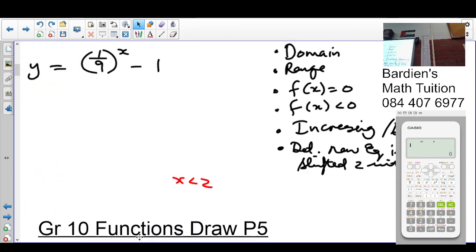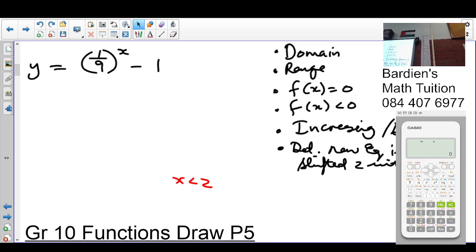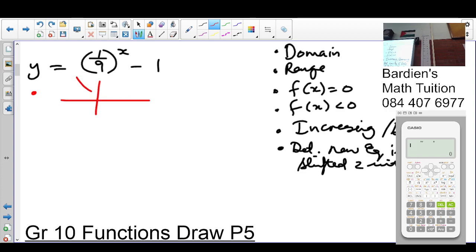Right, here's the next one. So you've got y is equal to a ninth raised to the x minus 1. So what do we do here? So what do we know about this graph? It's decreasing, and it has a horizontal asymptote, y is equal to -1.